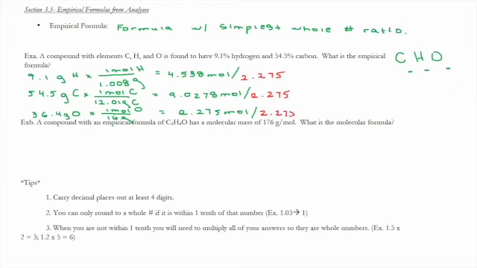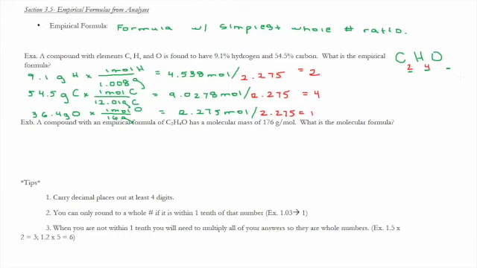And then I'm going to write out my number of moles. So here this becomes 2, that becomes 4, and that becomes 1. And so this becomes C2H4O, because it's a 1.